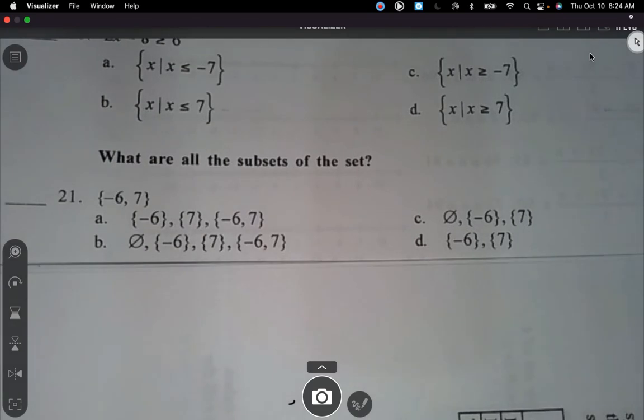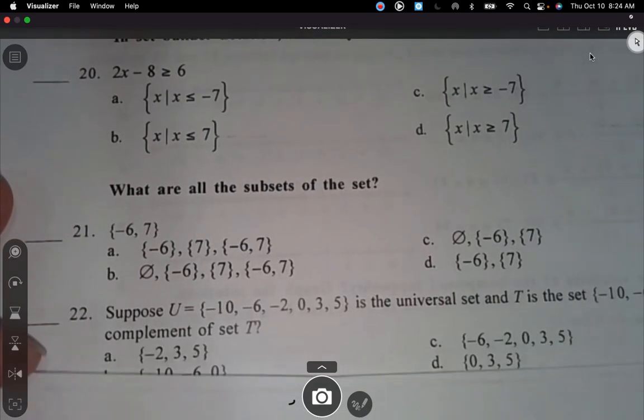It says, what are all the subsets of this set? That means you're going to list all the different ways you can use these numbers. It has to include the empty set, y'all, because you could choose to use none of the numbers, right? So it's either B or C. It has to include the empty set, all right? Then what are my other options? Negative 6, 7, and then both of them, okay? Did y'all get that? Okay. That lists all the different possibilities, okay?